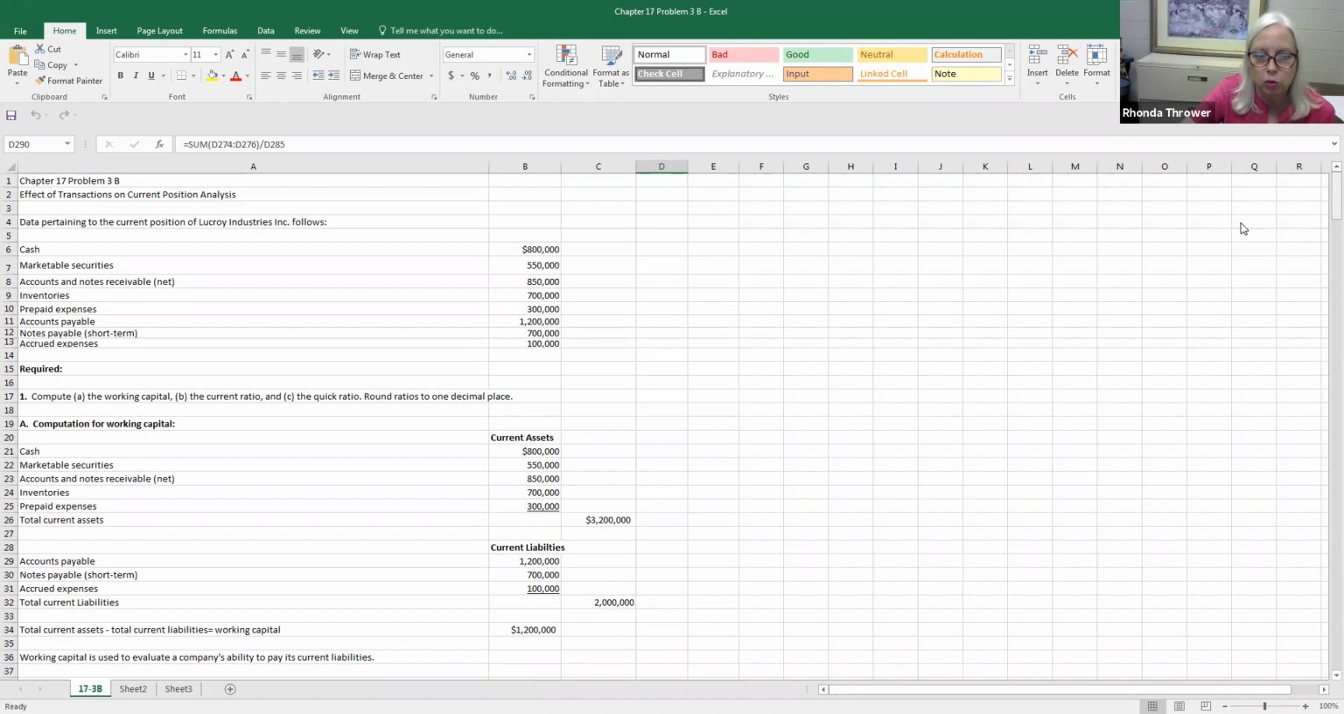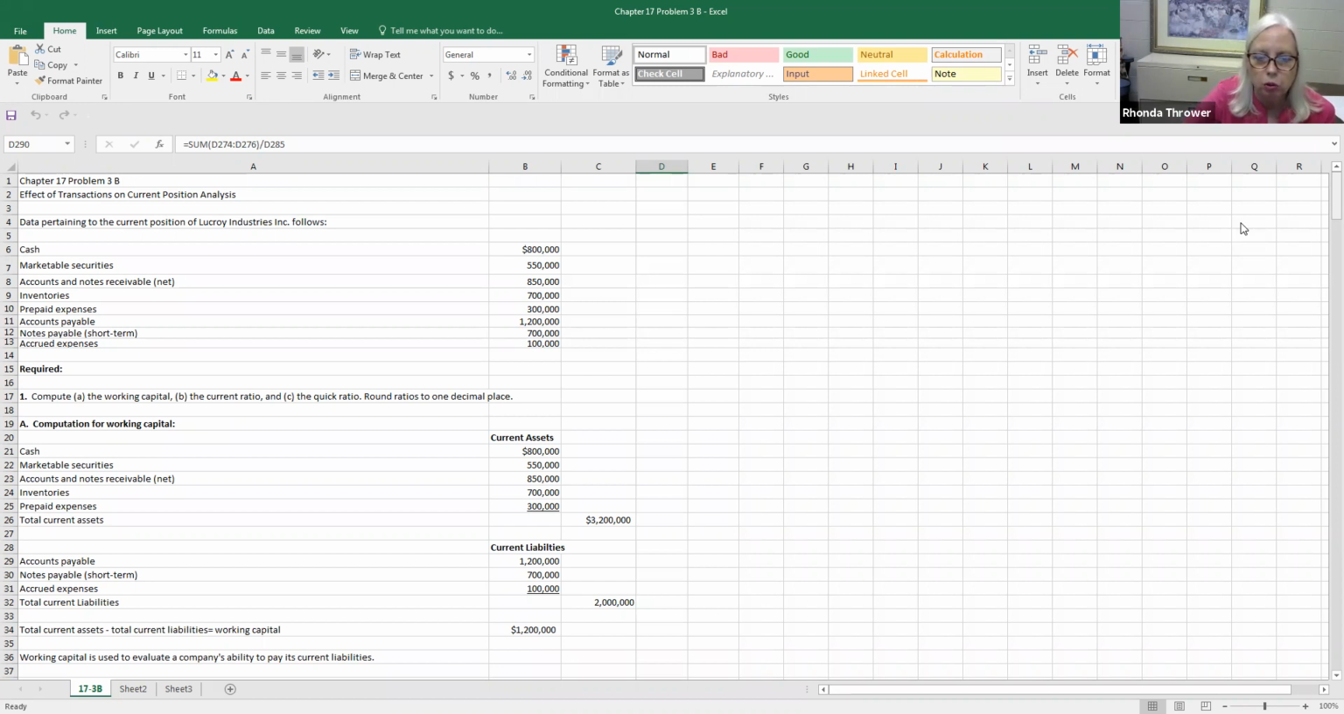Our working capital, our current assets are 3,200,000. We would back out our current liabilities, which did not change. The current liability amount would be 2 million. So we would subtract 2 million from 3,200,000, and that will give us the same amount for working capital as we had a while ago, which is 1,200,000.